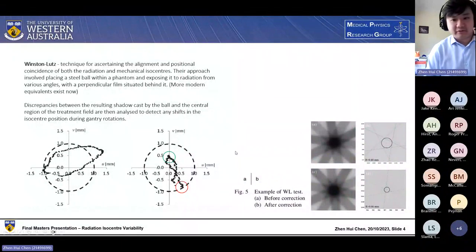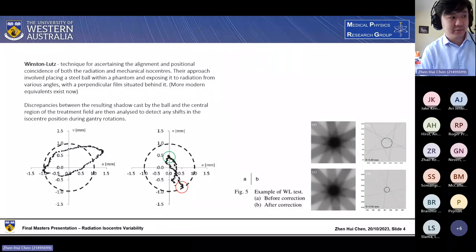So a quick note of why we have to differentiate between positional coincidence and the actual variability is because if we take image B as an example, and I've extrapolated over here onto a corrected Winston-Lutz test, we can see that the green circle is within tolerance, because if the positional coincidence is taken at that point, we have variability that still lives within the 1 millimeter tolerance that is required for SRS and SABR.